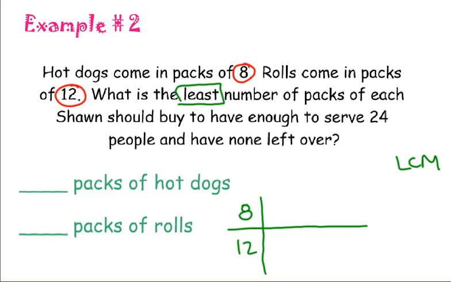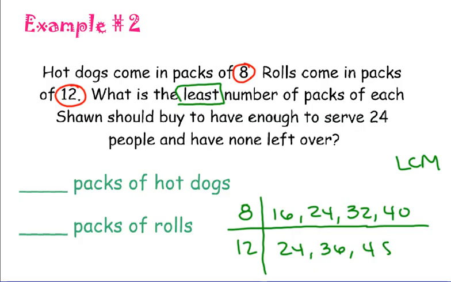So I have 8, 16, 24, 32, and 40, and I'll stop right there. 12, 24, 36, 48, and I'm going to stop right there. So if you notice, the LCM is actually 24. And what I didn't want to tell you is that the problem already actually gave you the LCM. She wants enough to serve 24 people. But what it wants to know is how many packs of hot dogs and how many packs of rolls.